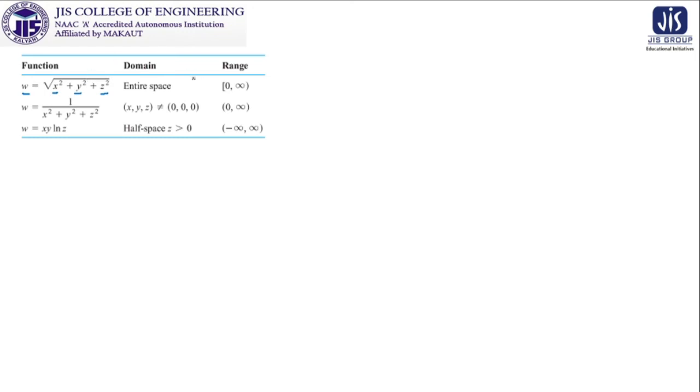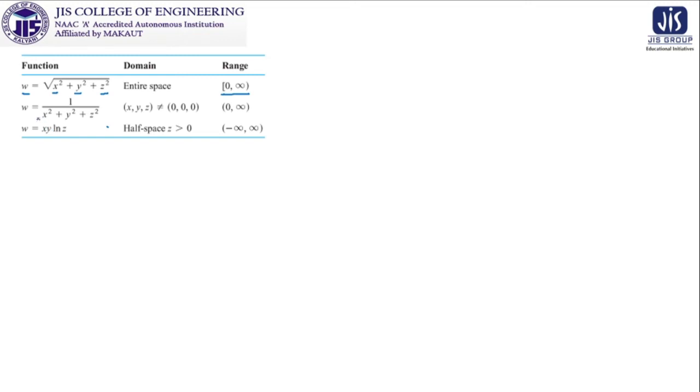Now the domain and the range of all these things will be analyzed, and you can take any point from this space which will contain the value of x, y and z. So x square plus y square plus z square will always be positive. So if you take the root of them, it is possible for us to get any value in the positive part of the real number line. So it is having the range of 0 to infinity.